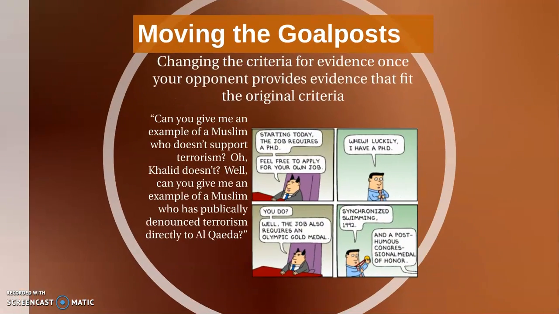Moving the goalposts is a fallacy where you are requiring more and more evidence in order to prove a point. So essentially you have to allow your argument to hit its natural endpoint instead of keep asking for more and more evidence.